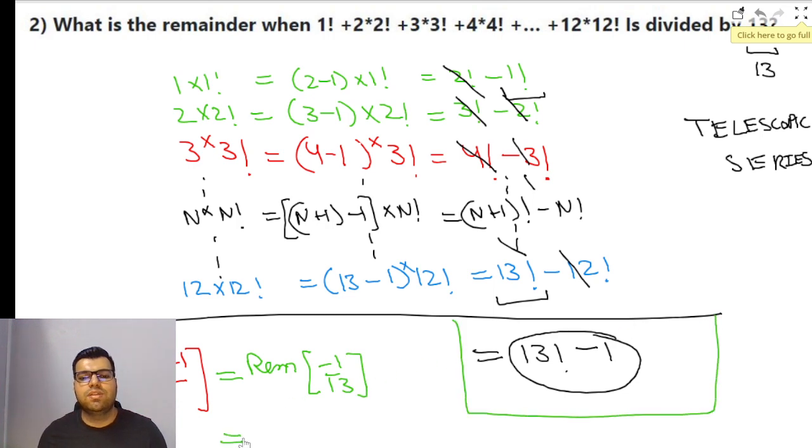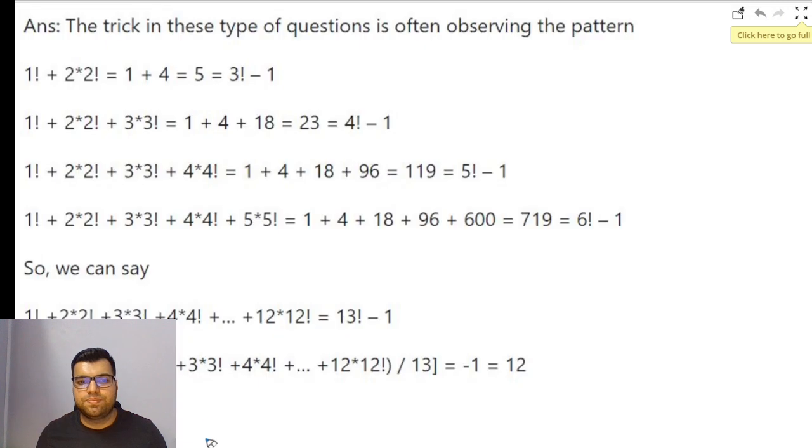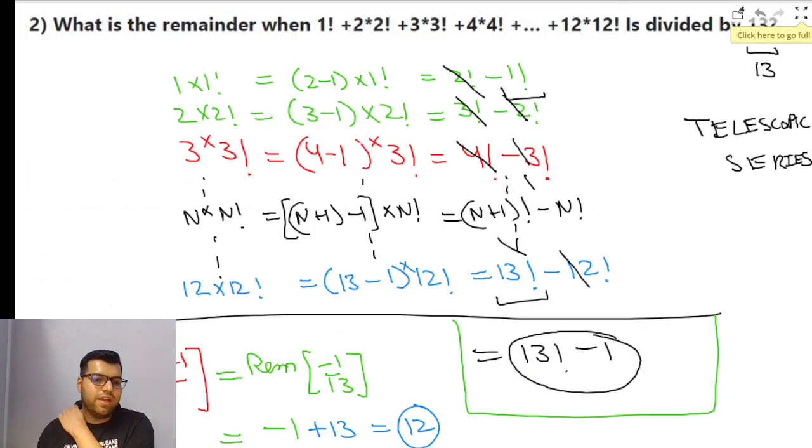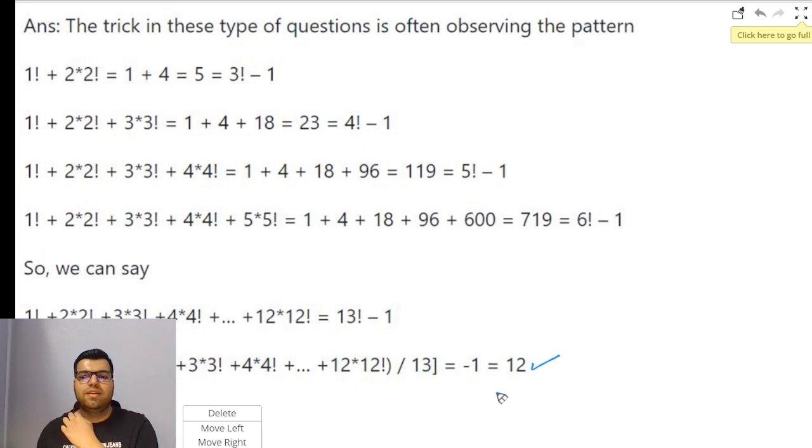So what does this become? This simply becomes minus 1, and to make it positive we will add 13. So the answer is 12. Students, the answer is 12. Very nice, if you got it. By now you have understood how we use negative remainders and how we make them positive. So the answer is 12. Great. Let's move on to the next question.